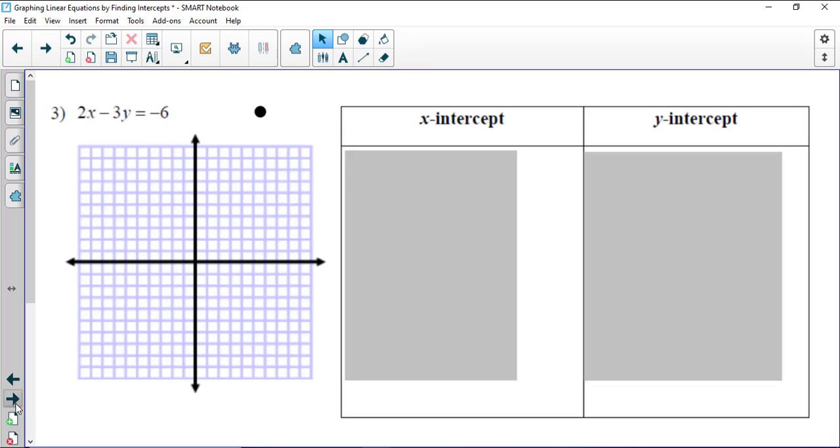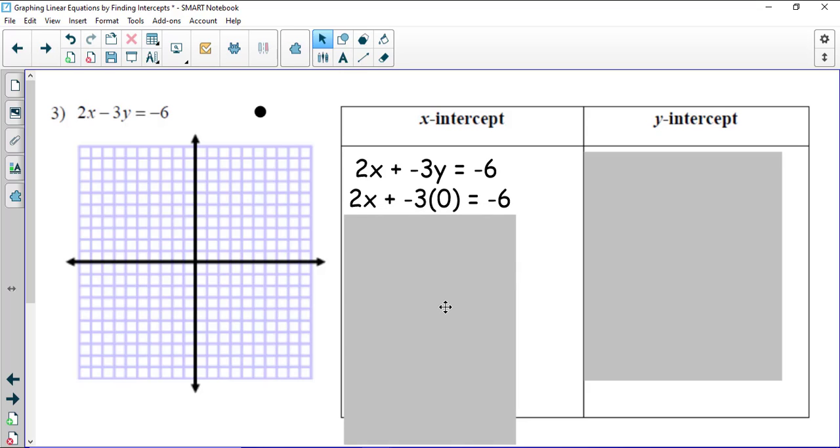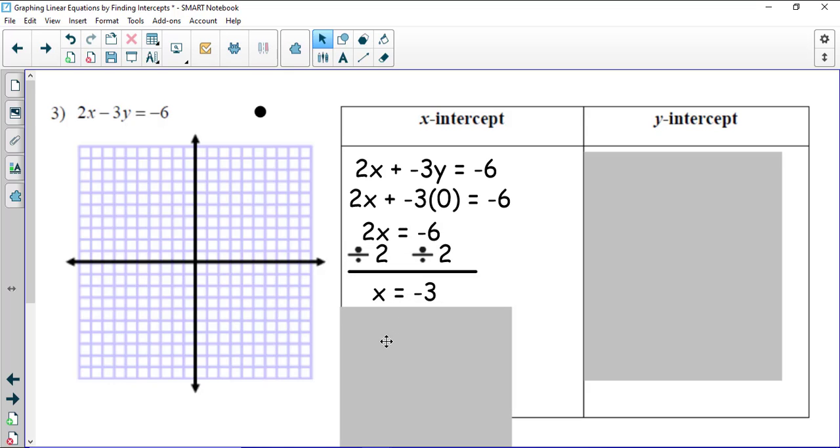All right, let's take a look at question number 3. So for this one, we have 2x minus 3y equals -6. I do suggest rewriting it as addition, so perhaps rewriting it as 2x plus -3y equals -6. And for our x-intercept, we'll replace y with 0. So we have 2x plus -3 times 0 equals -6. -3 times 0 is 0 and cancels out, so we have 2x equals -6. Divide both sides by 2 to get x equals -3. So our x-intercept will be -3, 0. And that will be located right here.